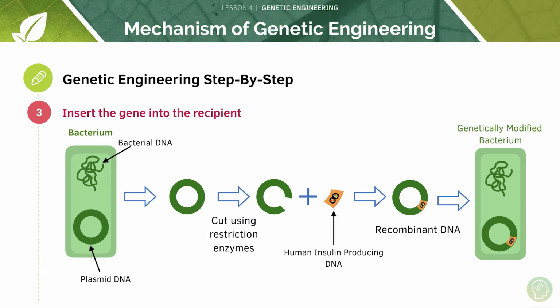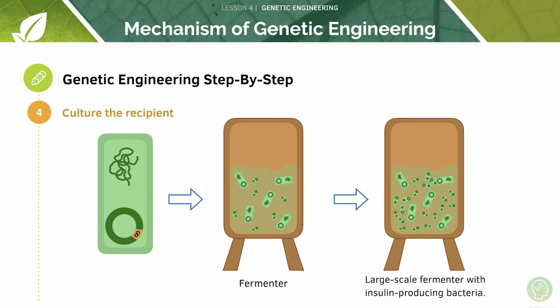As I said, this is our genetically modified bacterium. We then culture the recipient. We have our insulin gene in our bacteria. What now? Well, we can get the bacteria to replicate. We do this using a fermenter, a large-scale fermenter. Our bacteria replicates, and as it replicates, it's going to produce more and more identical copies of itself, therefore allowing mass production of insulin-producing bacteria. Simple as, okay?